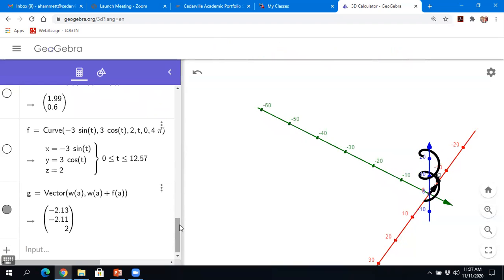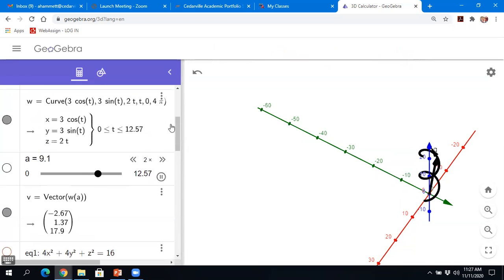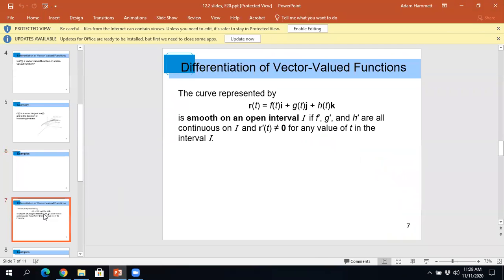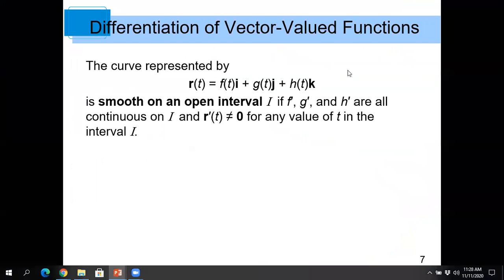All right, going back. Let's see, I'll pause this. Okay, and back in here. All right, just some terminology that the book tends to use. Differentiation of a vector valued function. If the derivatives of each component function exist on an interval, you call this vector valued function smooth. That just means that there are not any sharp, jagged edges in the actual space curve itself.